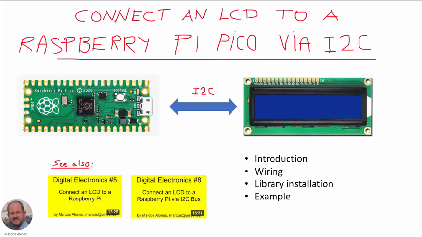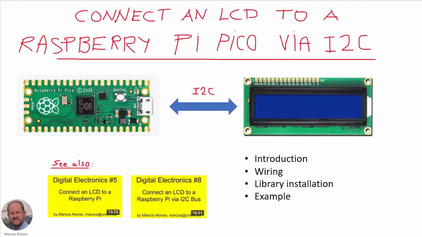This time we're going to see how to connect an LCD display to a Raspberry Pi Pico using the I2C communications bus. In this video we will see first an introduction, then we will show how to do the wiring to connect the Pico to the LCD. We will also see how to do the installation of the libraries that we need to do the connection, and finally we will show an example about how to do our communications protocol in order to represent characters on our LCD display.